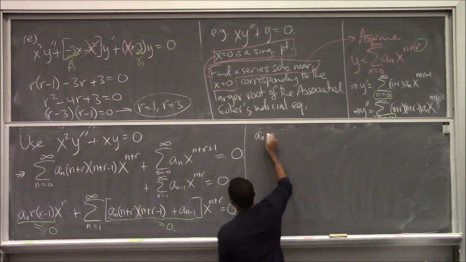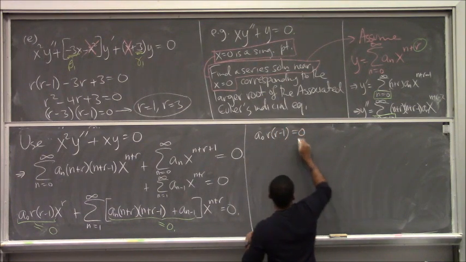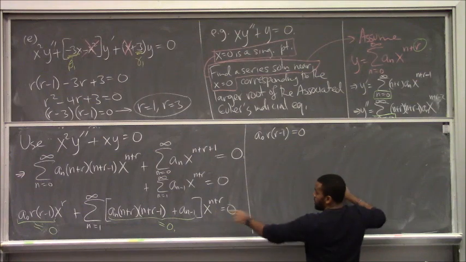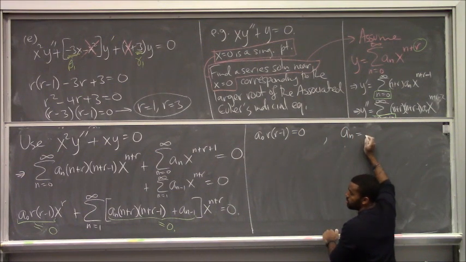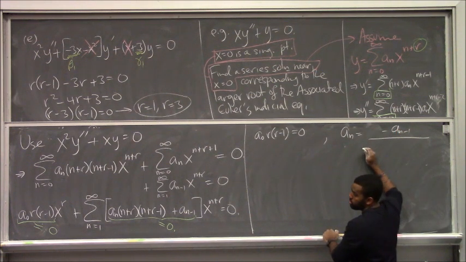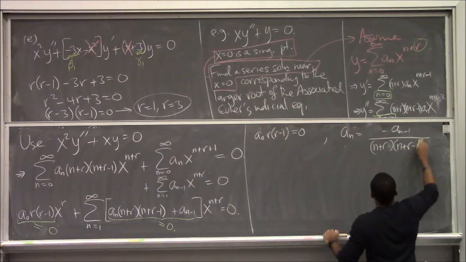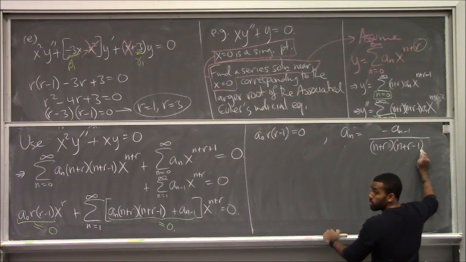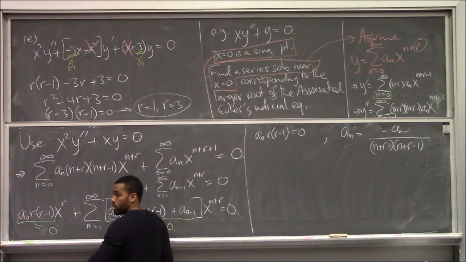This means, of course, that a0 times r times r minus 1 must be 0. It also means that this one must be 0, in which case I would solve for a_n. That would be minus a_(n minus 1) all over n plus r times n plus r minus 1. What was the second one that you assumed was 0? n plus r minus 1, the second one. Oh, okay, I see it. Yeah, because that's an x here. So I'm just going to assume all the coefficients are 0.